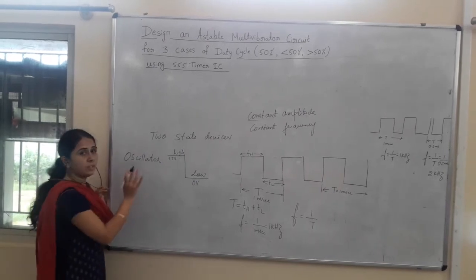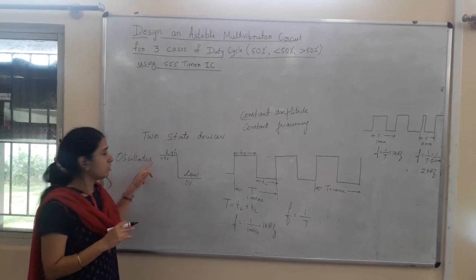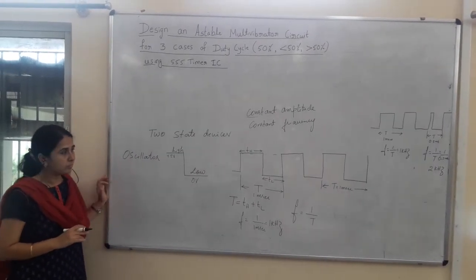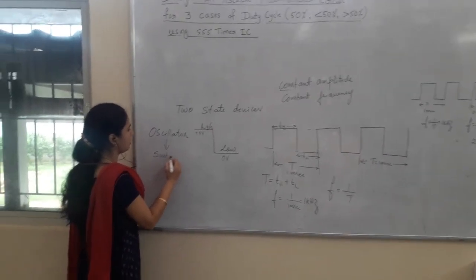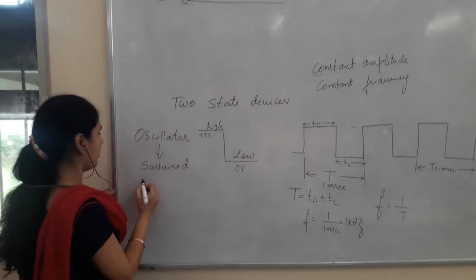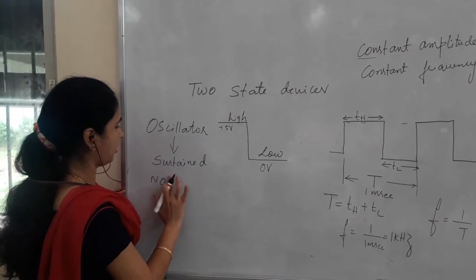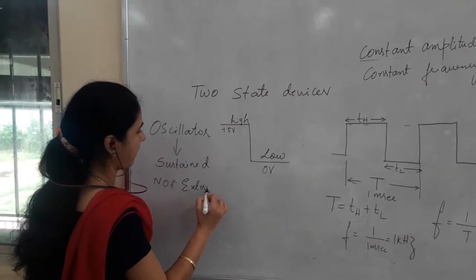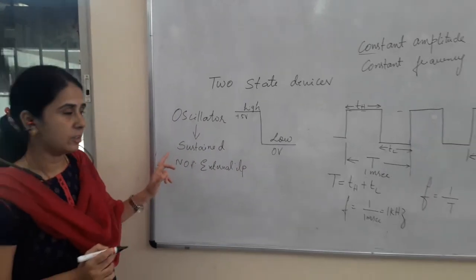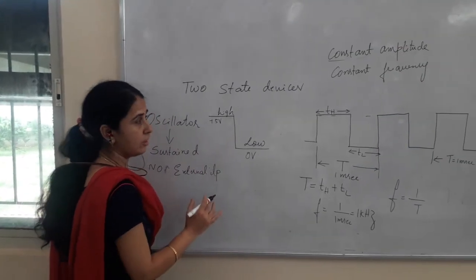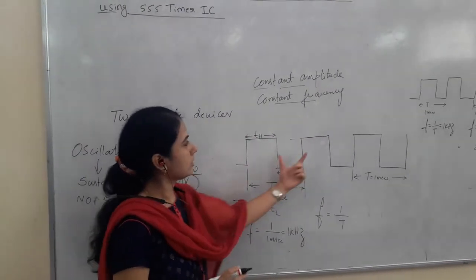So, an oscillator generates an oscillation. Astable multivibrator is used to implement an oscillator. So, we will see what exactly is an oscillator. An oscillator is one which generates a sustained oscillation without an external input, no external input. We will see what exactly is a sustained oscillation. Sustained oscillation is an oscillation which has constant amplitude and constant frequency. So, this is the sustained oscillation.